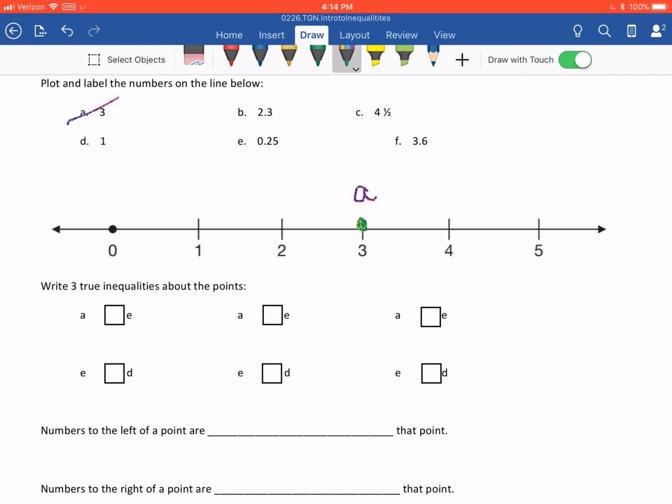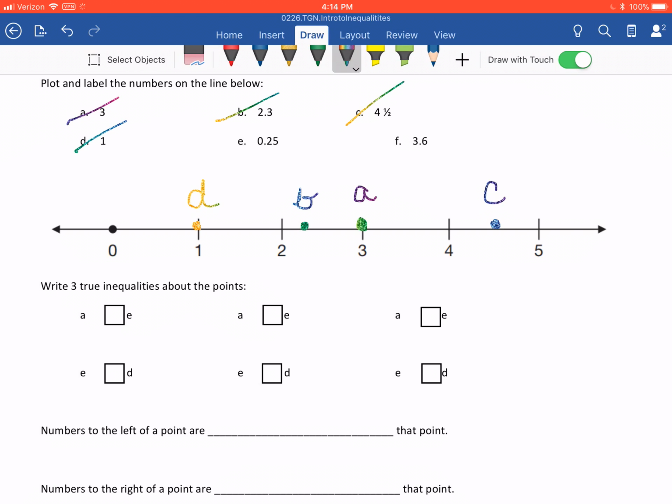Welcome back. At this point, you should have labeled point B at 2 and 3/10. That would probably be right about here. It's okay if you estimate. Point C at 4 1/2. It's exactly halfway between 4 and 5. Point C. Point D is at 1. That's an easy one. D.